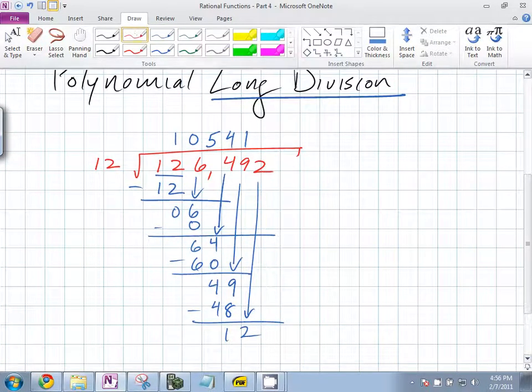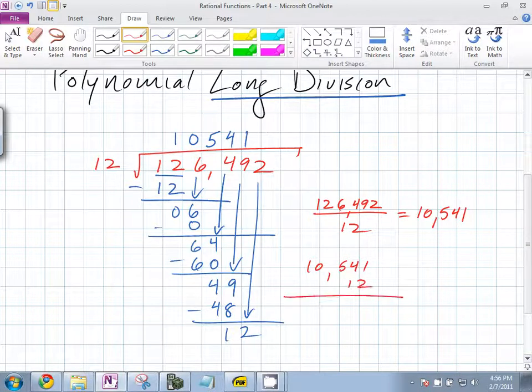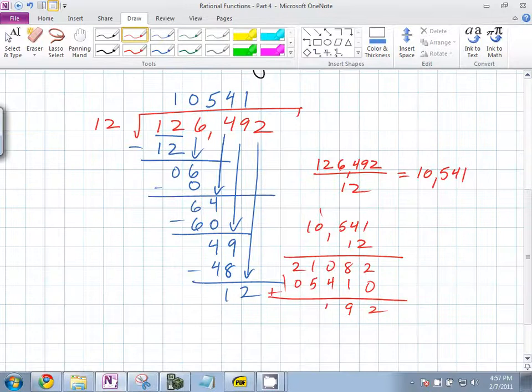So we just figured out 126,492 divided by 12 is 10,541. We would check that by multiplying 10,541 by 12, and we end up with 2, 8, 10, 1, 2. Then we get 0, 1, 4, 5, 0, 1. We add them together and we get 2, 9, 4, 6, 2, 1.